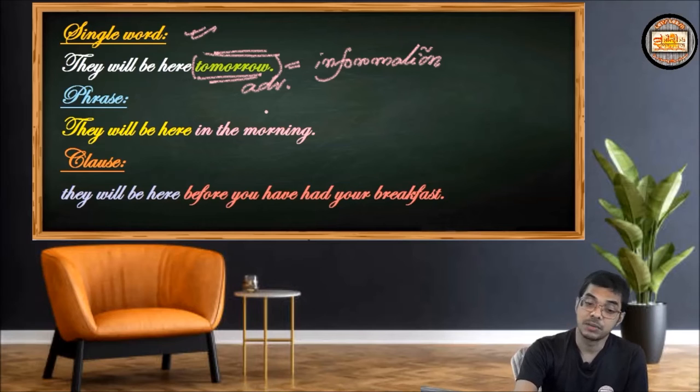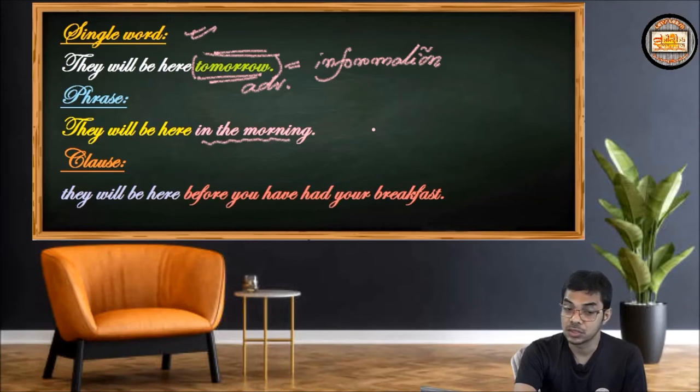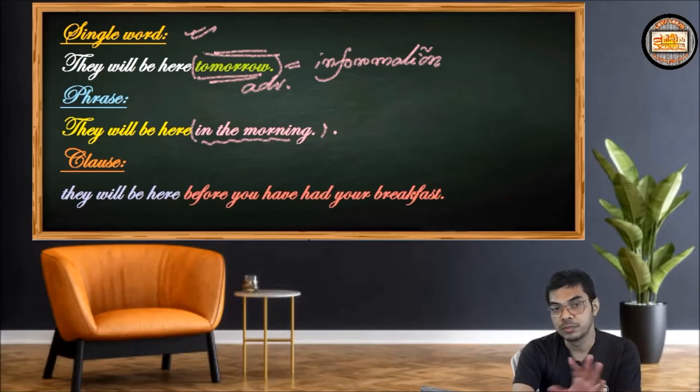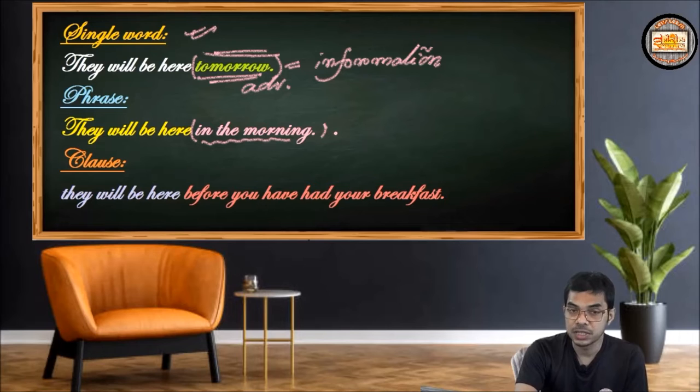And then comes the phrase. They will be here in the morning. So in the morning, this is also a time. And it's also an information about when they will be here. So this information, this phrase, is also dispensable. It's not so very essential for the basic structure of the sentence, and without this information, the sentence would mean the same.